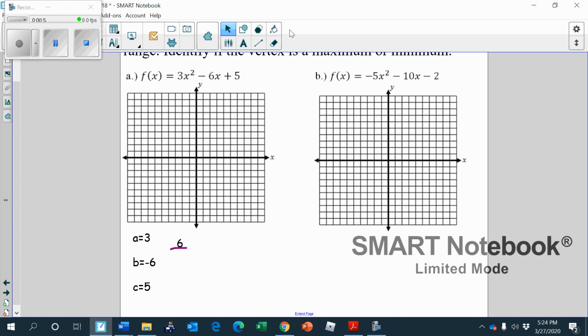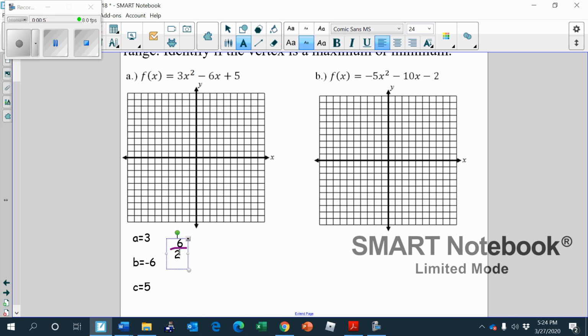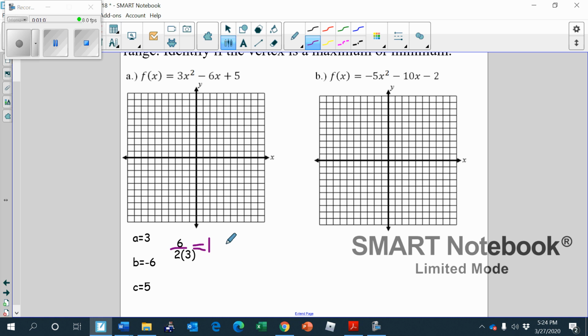2A is 3, so 2 times 3, right? So then we're going to say, okay, what is 6 divided by 2 times 3, which is 6. So 6 divided by 6 is 1. And remember, that's the x value of your vertex. So let's just jot that down while we have it.